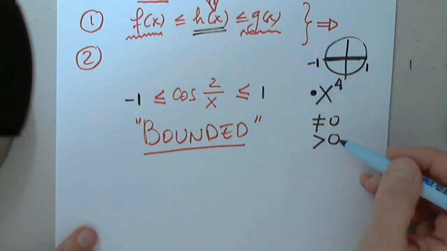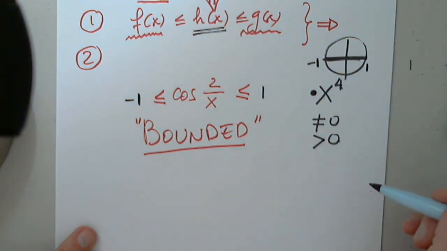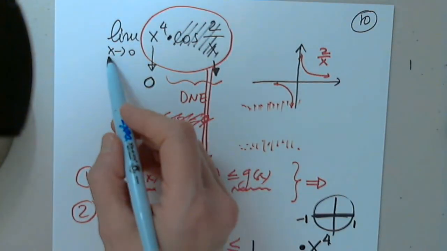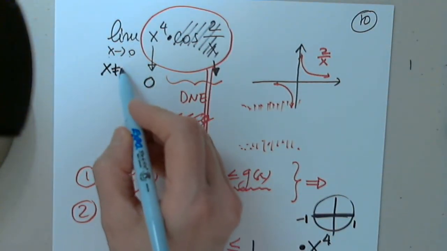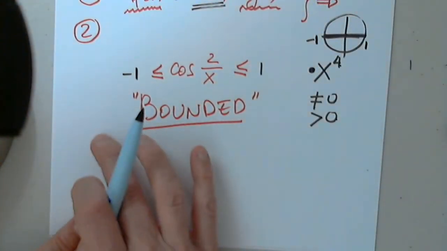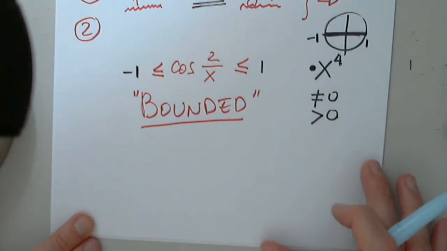Is x to the 4th greater than 0 for any x? Yes. Sure. Is it not 0? Yes, of course, because x approaches 0 means literally x not equal 0. Good, so let's multiply. What do I have left? What do I have in the middle? What do I have on the right?